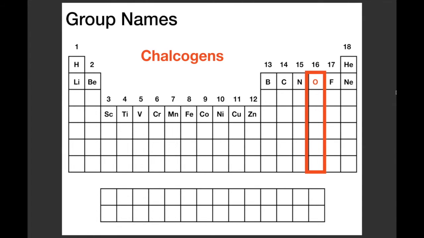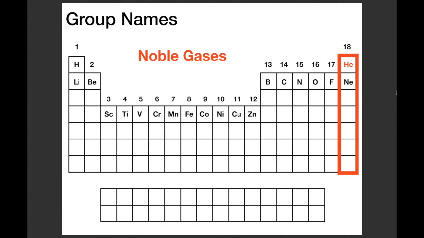Group 16, which contains oxygen, is referred to as the chalcogens. Group 17, which contains fluorine, is referred to as the halogens. And group 18, which contains helium, is referred to as the noble gases. If you notice, we skipped large areas in the periodic table.